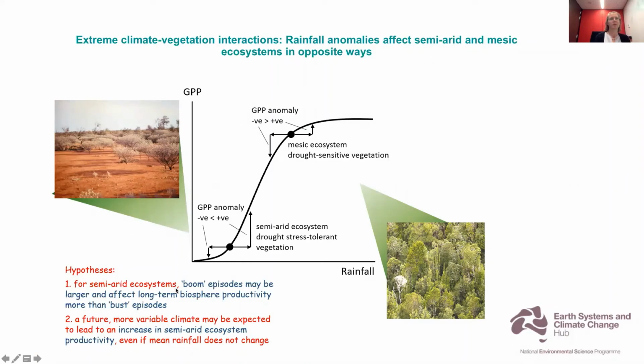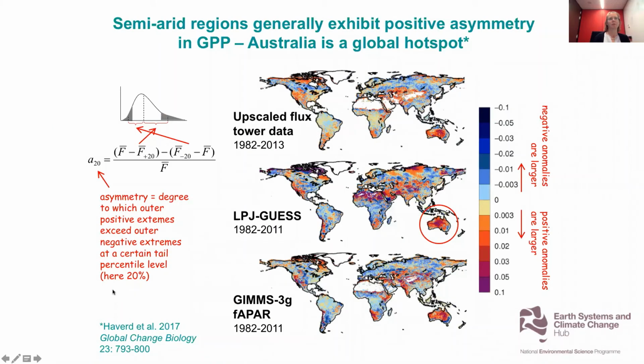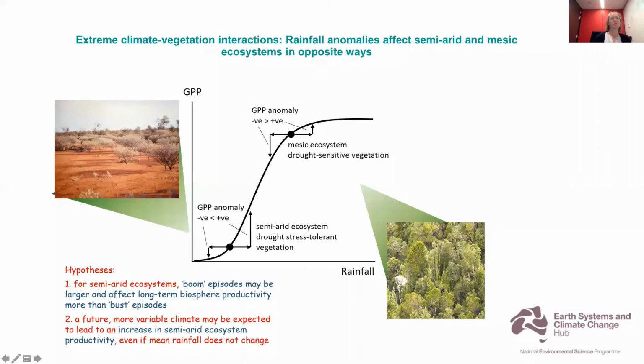For the semi-arid ecosystems, we hypothesize that the boom episodes may be larger and affect long-term biospheric productivity more than bust episodes. In other words, in terms of carbon uptake, we expect the big wets to be bigger than the big dries. As a consequence, a future more variable climate may be expected to lead to an increase in semi-arid ecosystem productivity, even if the mean rainfall doesn't change.